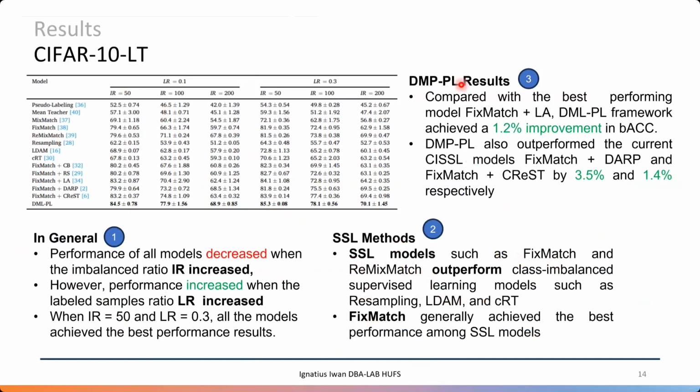And using the proposed work, it outperformed FixMatch plus some modification, LA, by 1.2% in terms of balanced accuracy. And the proposed work also outperformed the current CI-SSL models, FixMatch plus DARP and FixMatch plus CReST, by 3.5 and 1.4% respectively.